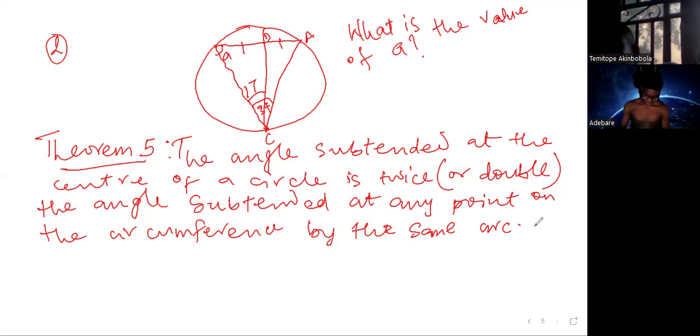Now, hope that statement makes sense to you. The angle subtended at the center of a circle is twice the angle subtended at any point on the circumference by the same arc. I'm going to give you two diagrams to drive that home.